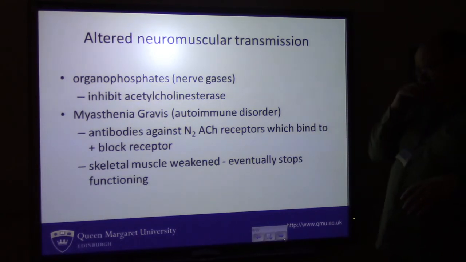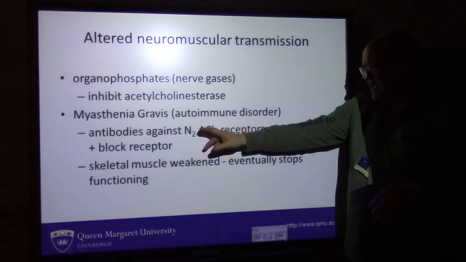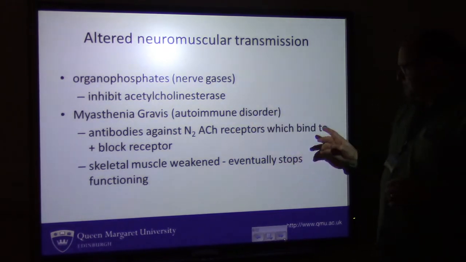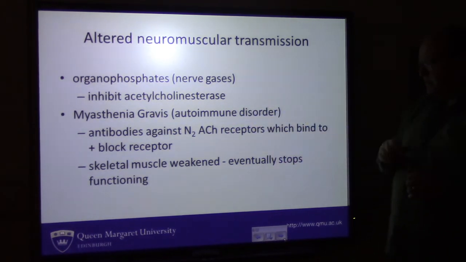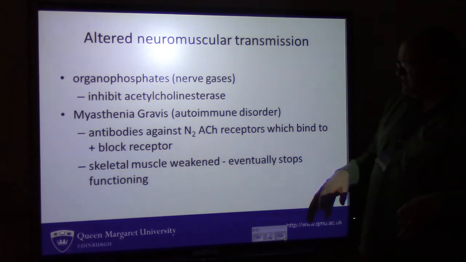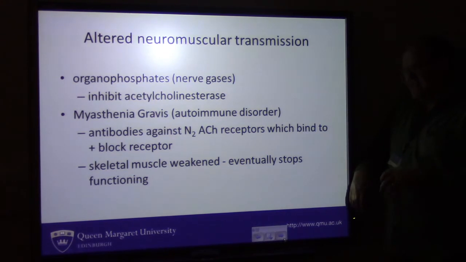In myasthenia gravis, antibodies are raised against the nicotinic N2 receptor. And what these antibodies do is they bind to the receptor and block it. If these antibodies block the receptor, the acetylcholine can't gain access, and if the acetylcholine can't gain access, the muscle cannot contract. So with myasthenia gravis, you get skeletal muscle weakening, and eventually the muscle could stop functioning altogether.